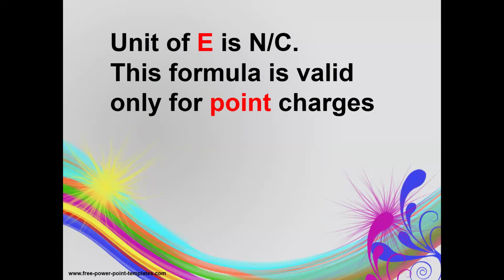This formula is valid for point charges. Point charges are those which have the charge at the center, like a point mass. So this formula is valid only for point charges. All charges are not point charges. The unit is newton per coulomb. Why newton per coulomb? Because it is force upon charge. Now you have to copy this.